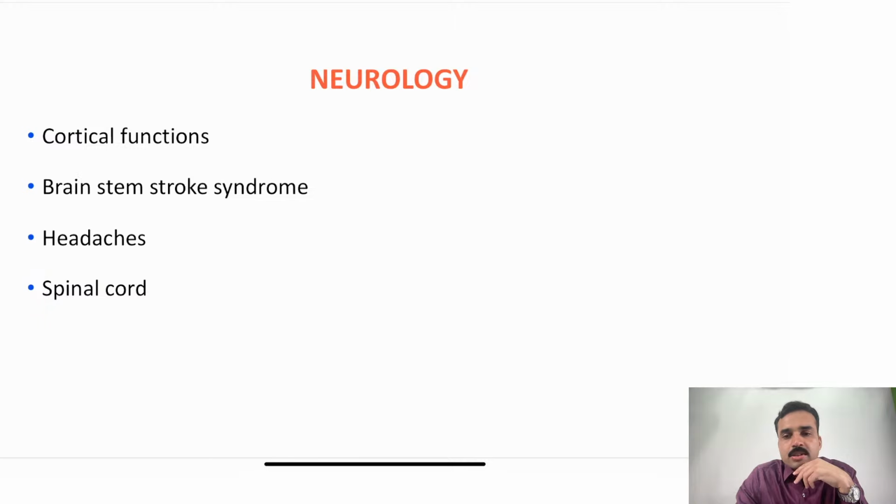ENaC gain of function is Liddle syndrome. Loss of function would be type 1 pseudohypoaldosteronism. That much you can remember.